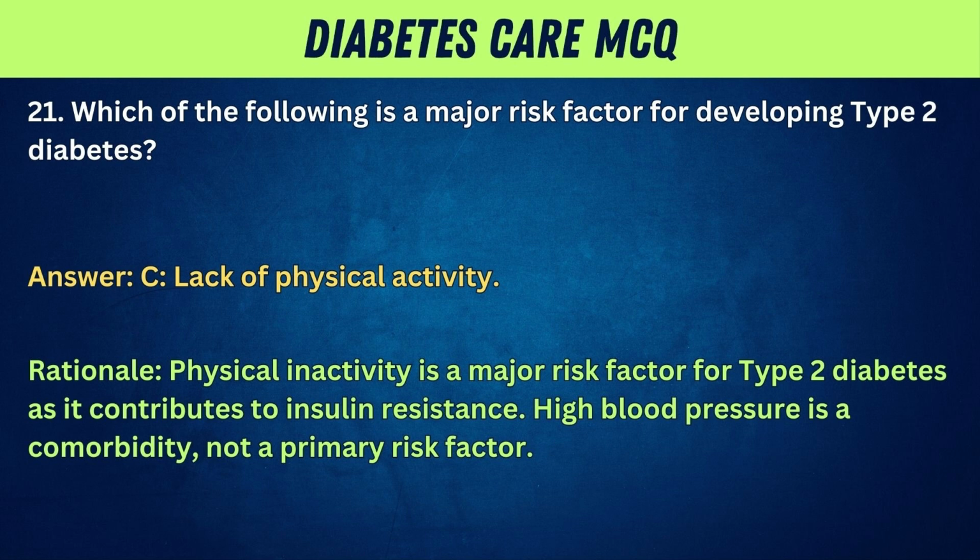Lack of physical activity. Rationale: physical inactivity is a major risk factor for type 2 diabetes as it contributes to insulin resistance. High blood pressure is a comorbidity, not a primary risk factor.